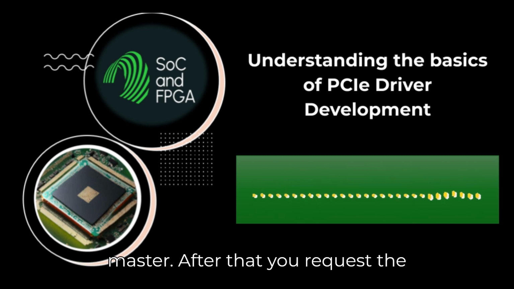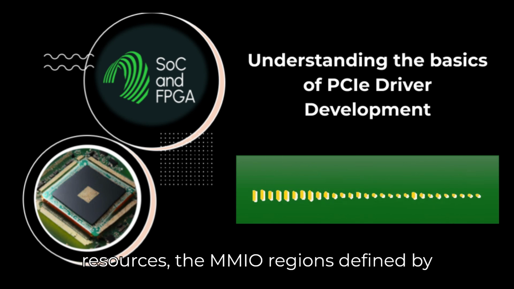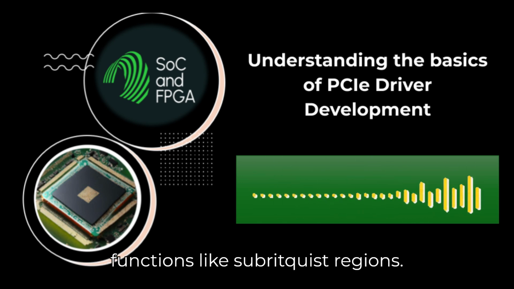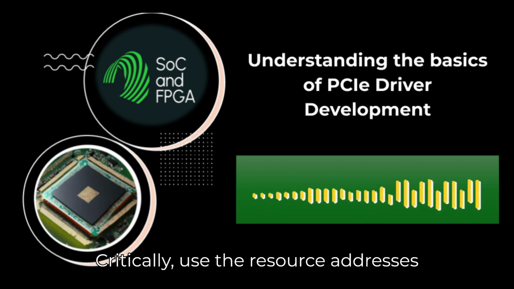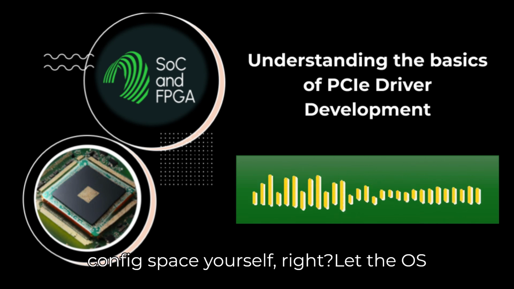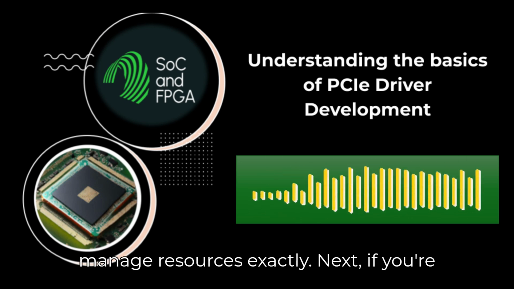After that, you request the resources, the MMIO regions defined by the BARs, and any I/O ports using functions like pci_request_regions. Critically, use the resource addresses the kernel gives you in the pci_dev structure. Don't just grab them from config space yourself. Right. Let the OS manage resources.